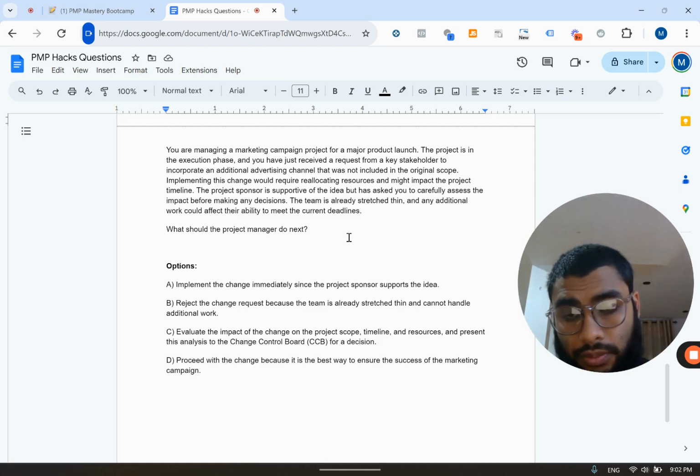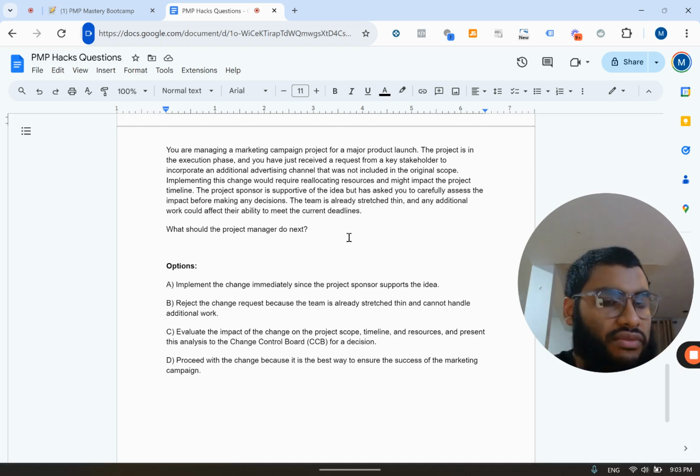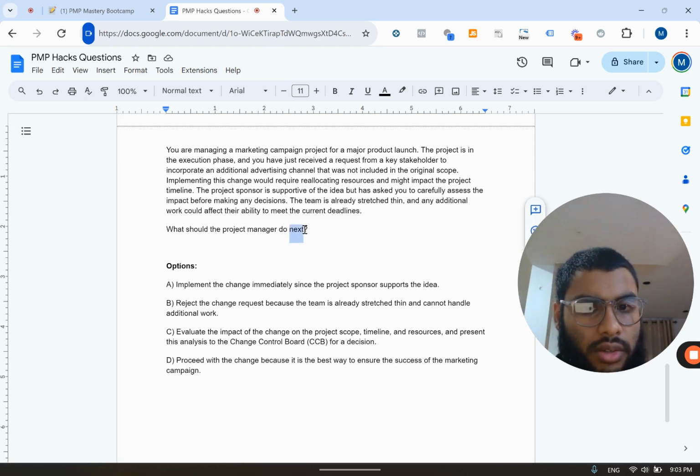Change request. The sponsor is supportive of the idea, but has asked you to carefully assess the impact before making any decisions. The team is already stretched thin, and any additional work could affect their ability to meet the current deadlines. Okay, so this question is very descriptive. You're not going to get a question that descriptive where they say that you need to carefully assess. You have to assume that you have to assess. What should the project manager do next? If they mention first or next, same principle. We look for principle number 1.